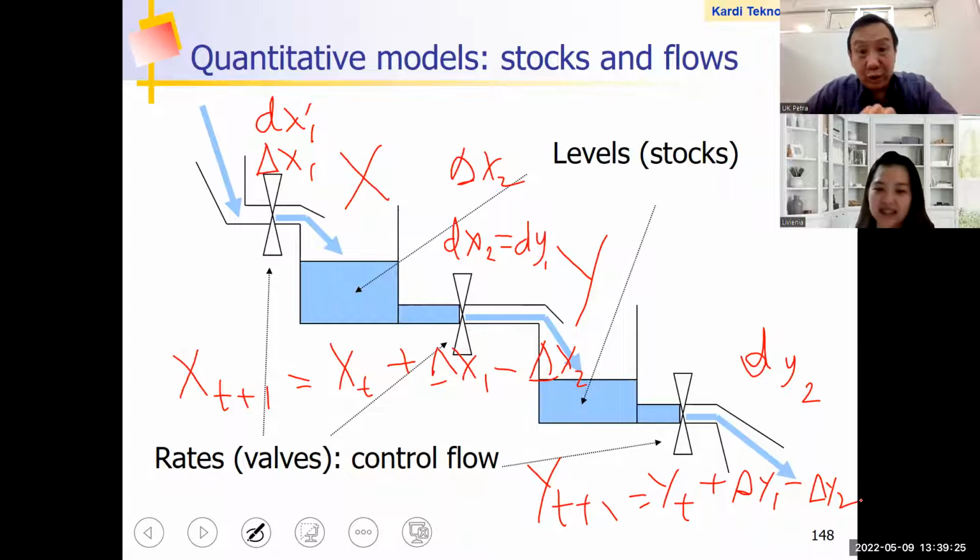So now using this, you can create any system. Any system. I'm telling you, any system. This is the amazing part because, imagine this X or Y represents your bank balance, right? Then what is the delta X here? Your saving, right? Delta X1 is your saving, and then delta X2 is your withdrawal.